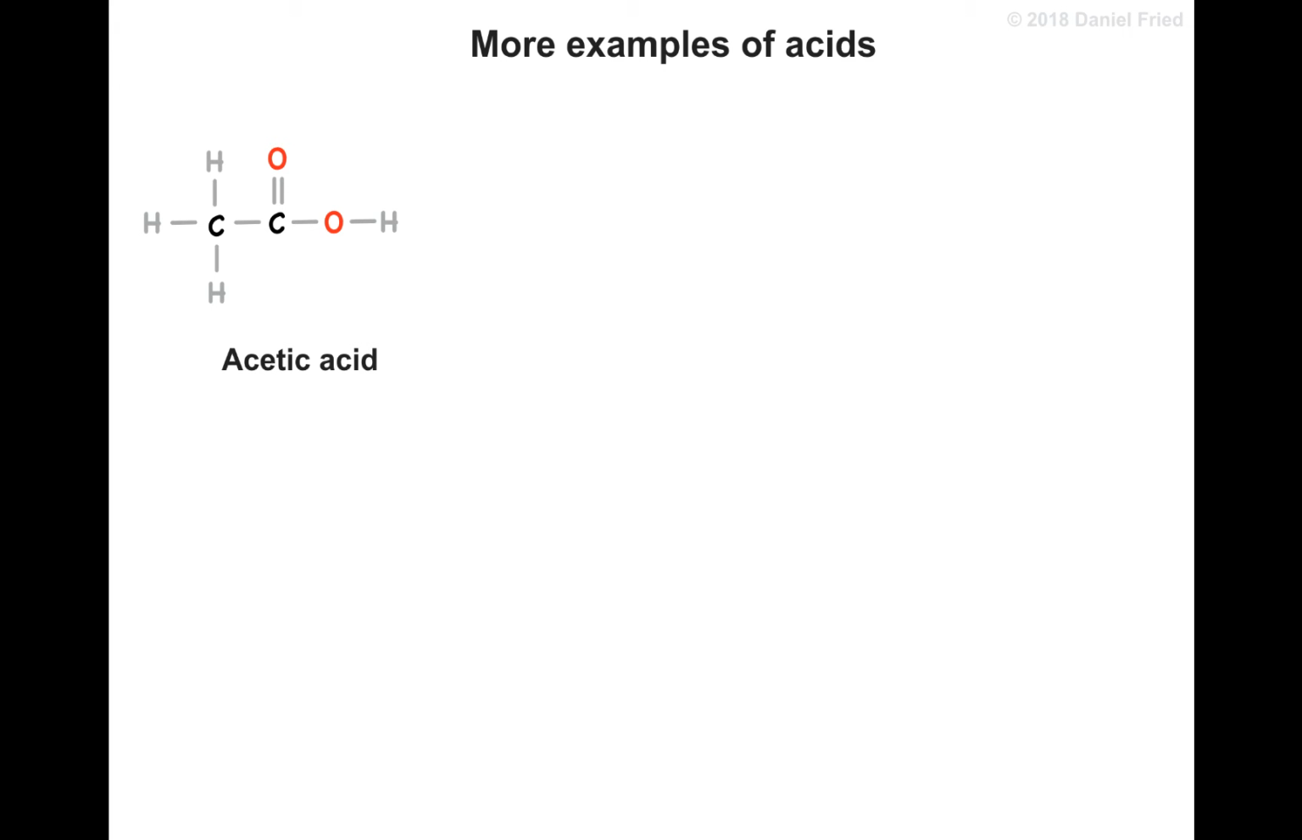More examples of famous acids. Acetic acid is very famous. Acetic acid, you've all tasted this. Acetic acid is the active ingredient in vinegar. What is vinegar? Vinegar is a solution of water, some other trace molecules which give the vinegar its specific taste, and mostly acetic acid. Acetic acid is the sour taste of vinegar.